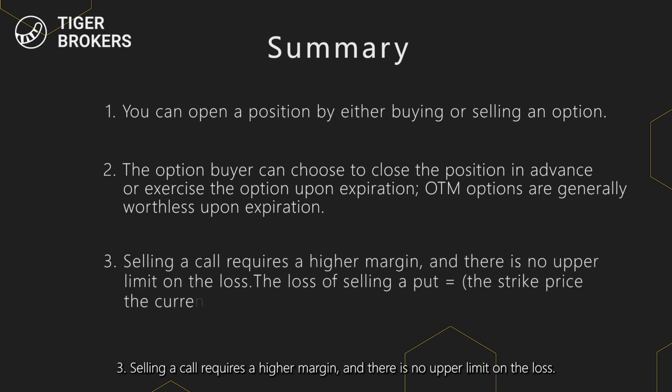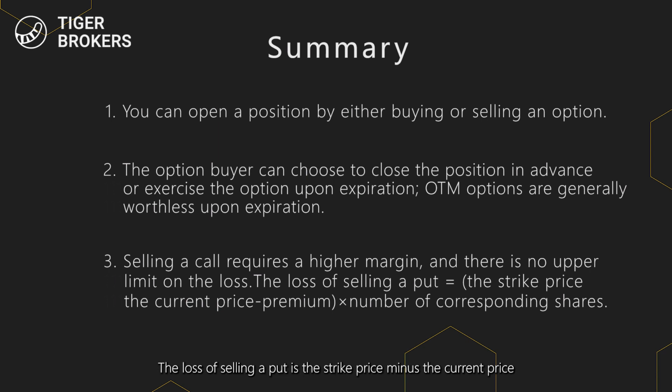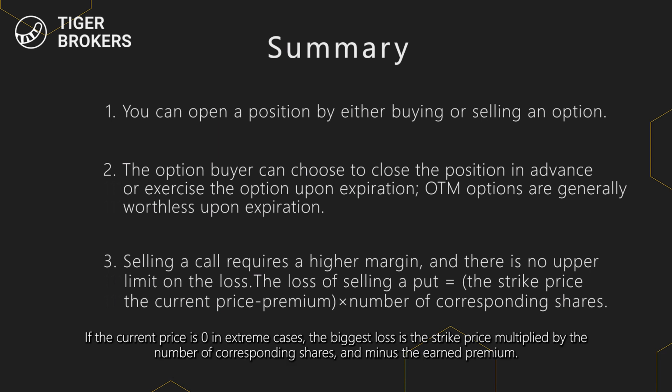3. Selling a call requires a higher margin, and there is no upper limit on the loss. The loss of selling a put is the strike price minus the current price minus the premium and then multiplied by the corresponding number of shares. If the current price is zero, in extreme cases, the biggest loss is the strike price multiplied by the number of corresponding shares and minus the earned premium.